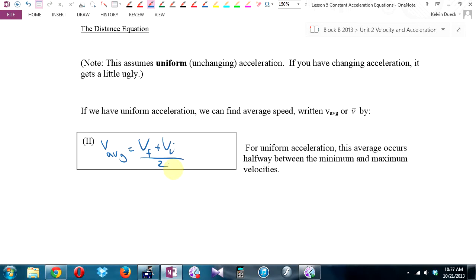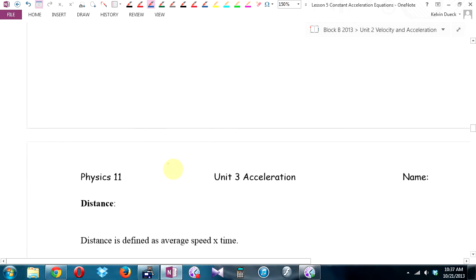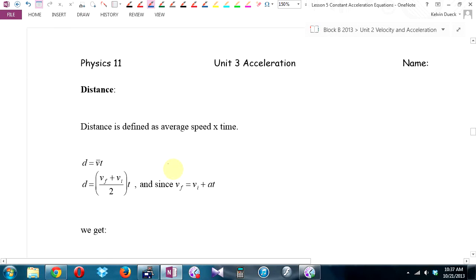Oh, by the way, if you're accelerating uniformly, the average velocity actually occurs exactly halfway between the minimum and maximum velocities when you're talking about time. Yeah, big deal. Distance.